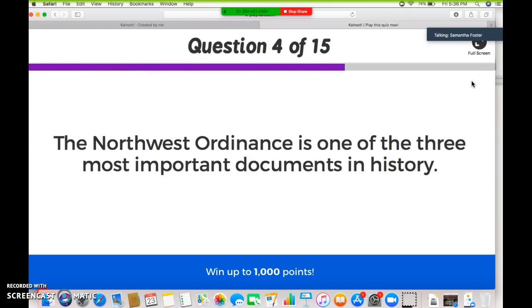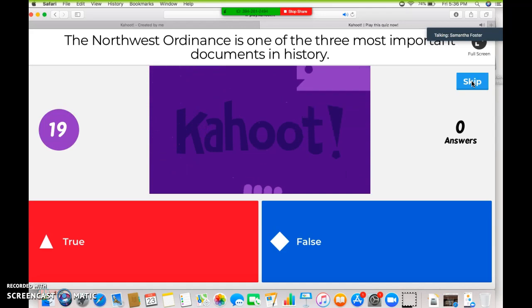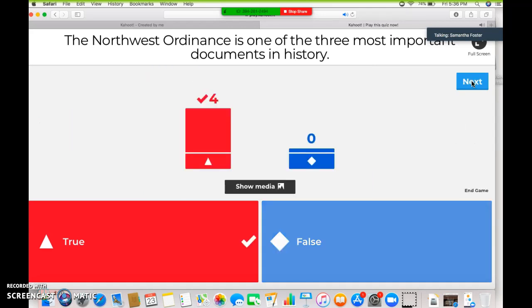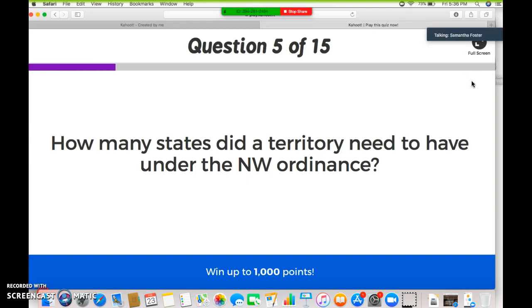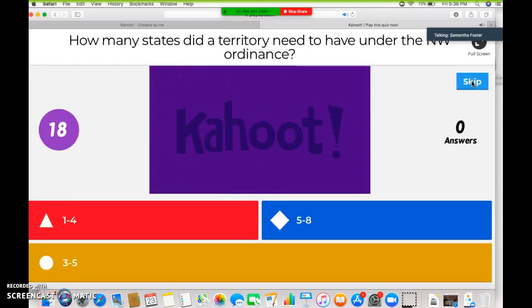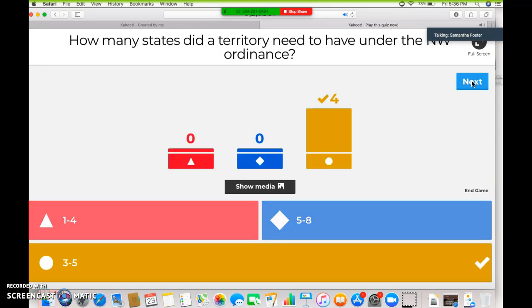The Northwest Ordinance is one of the 3 most important documents in history. Is that true or false? Ooh, everyone got it right. That is true. All right, next question. How many states did a territory need to have under the Northwest Ordinance? So 1 through 4, 5 through 8, or 3 to 5. Nice. You all remembered that from the guided notes. Great job.